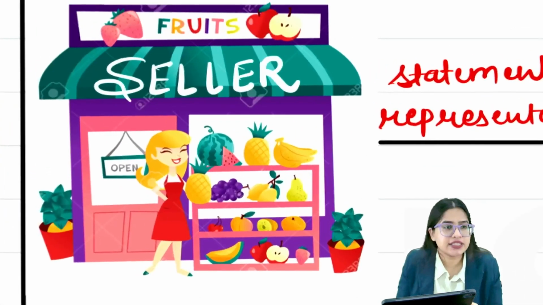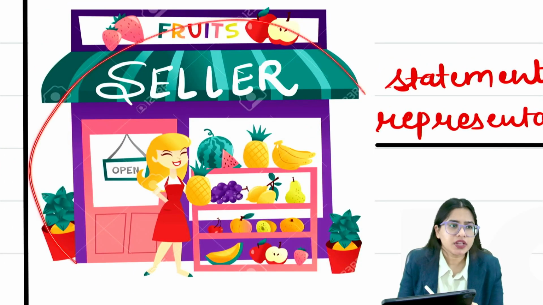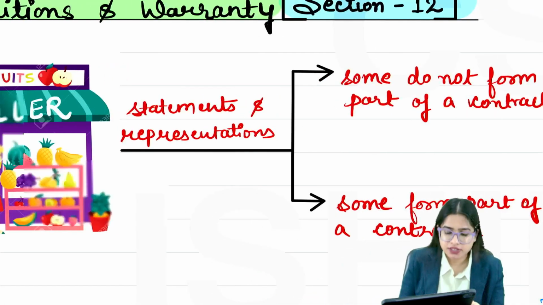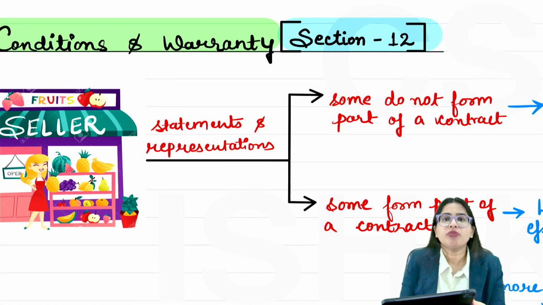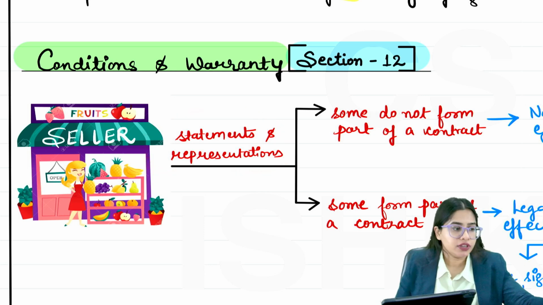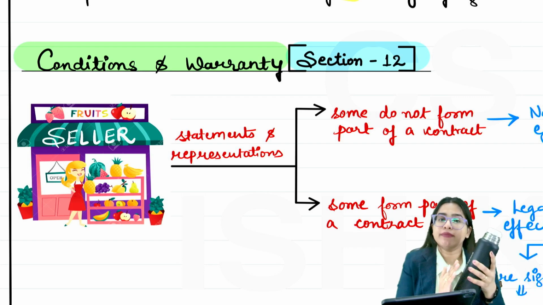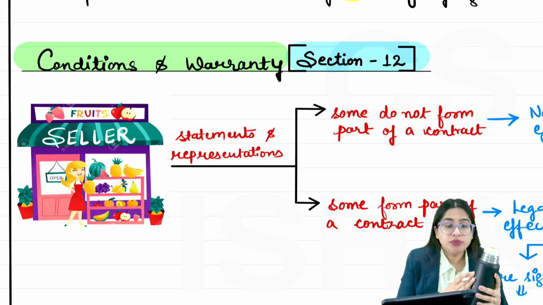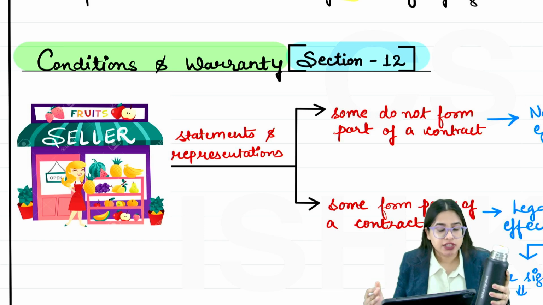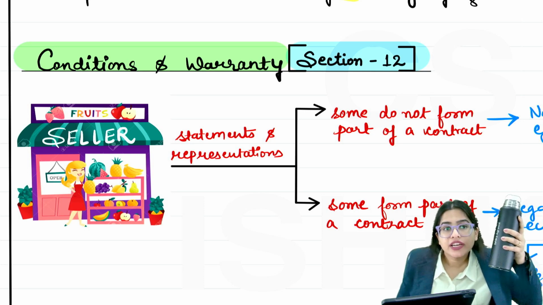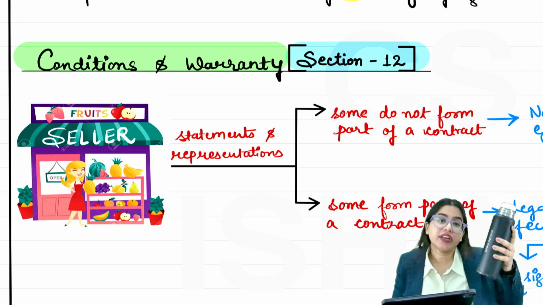Let's understand it. Let's say this is the seller, and let's say they are selling some things. Here she is selling fruits. Now whenever you are selling any goods, you make a lot of statements and representations. For example, I am selling this bottle. So I am the seller, I'm selling this bottle, and I will make a lot of representations while selling this. I will say, oh, this bottle carries 1 liter of water. 1 liter of water you can carry in this bottle.